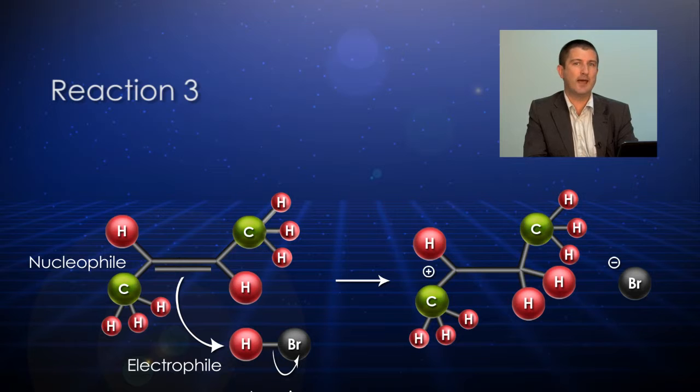The electron pair of the hydrogen-bromine bond moves to the bromine. Bromine is fairly stable with a negative charge. It is, after all, an electronegative atom, and so it's an excellent leaving group.